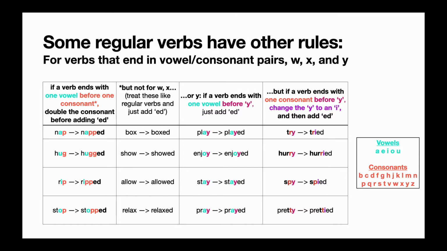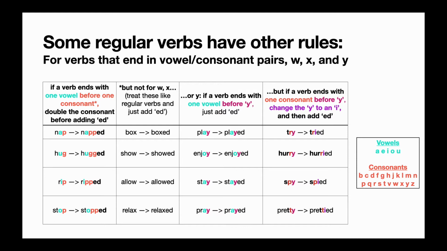So this rule is true for all the consonants, but in the second column, not for W or X. If we have a word that ends in a vowel and then the consonants W or X, just add the ed. So box becomes boxed, show becomes showed, allow becomes allowed. No, we don't put 2 X's or 2 W's. Okay?